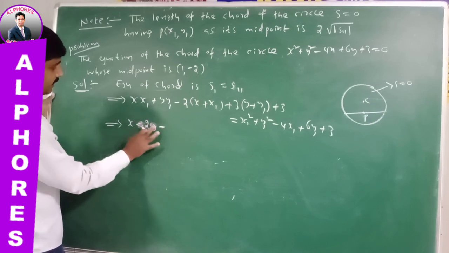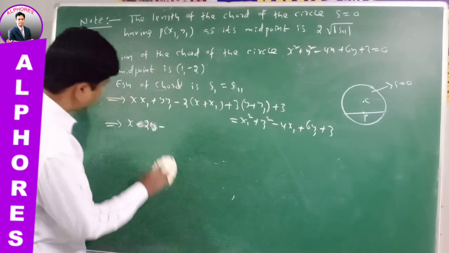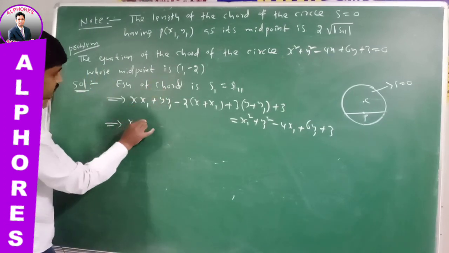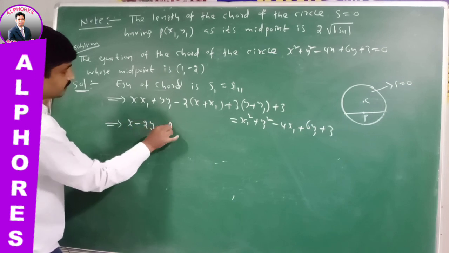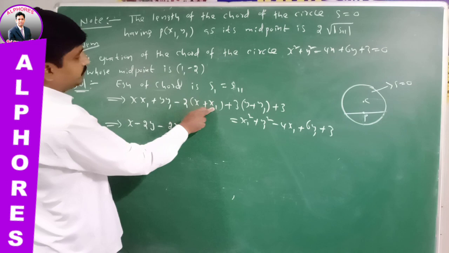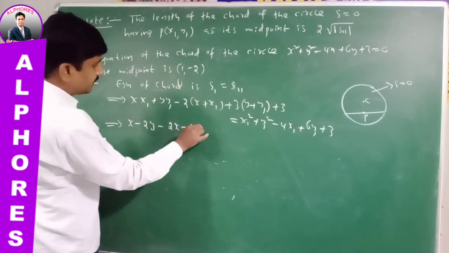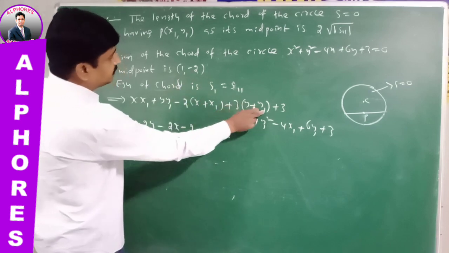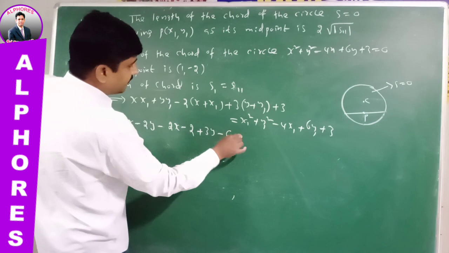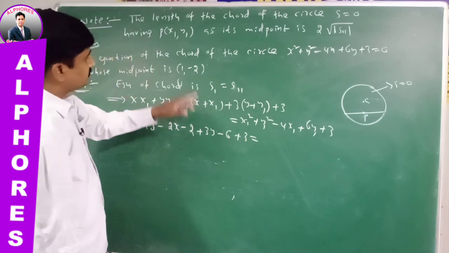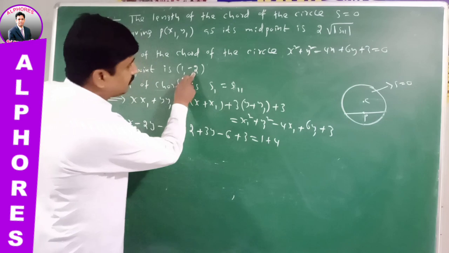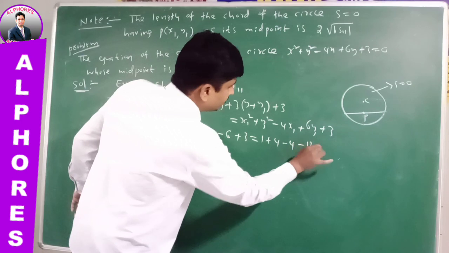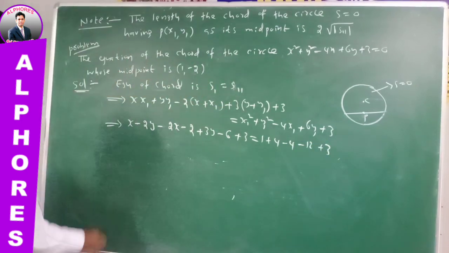So x1 equal to 1 and y1 equal to minus 2. It is minus 2y, minus 2 into x1, x1 is 1, so minus 2, plus 3y, y1 equal to minus 2, it is 3 into minus 2, minus 6, plus 3. Next, x1 square is 1, plus 4, minus 4, minus 12, plus 3.